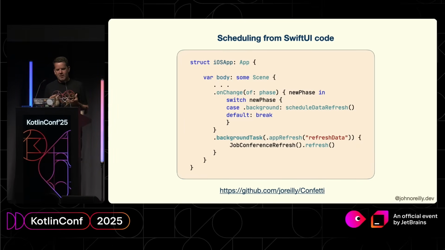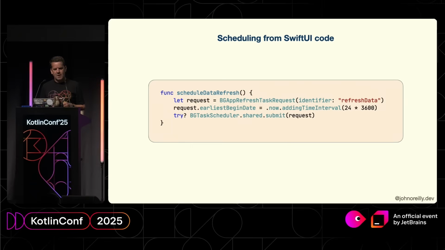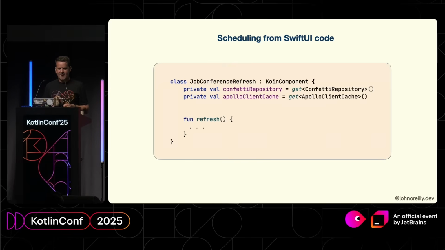When the app goes into the background, we schedule the refresh. That's done using the schedule data refresh method, using BG task scheduler to schedule the request. Note that the refresh data string shown here is the identifier we added to the info.plist. Very important to remember to add that. And then just showing a shell of the shared Kotlin code that the background task is invoking.